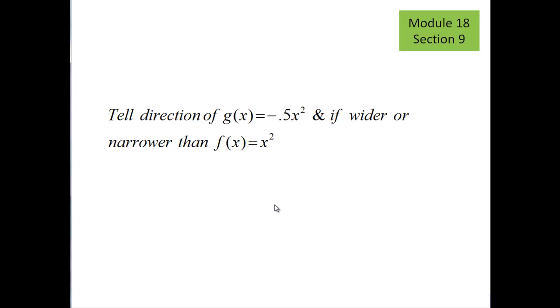Section 9 is quadratic functions. Tell the direction. Okay, the direction is given by this minus and looking at x squared. Okay, x squared either opens up or down. And there's a negative in front, which means it's going to open down. Okay, there's a decimal in front.